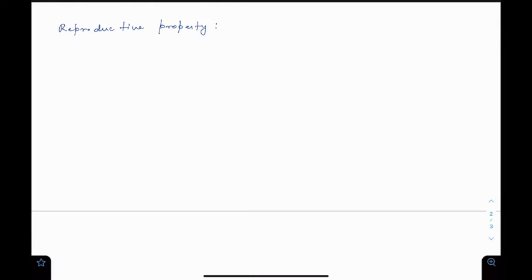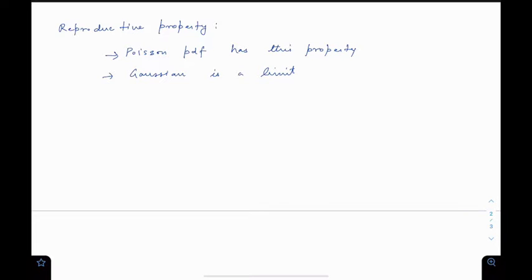We have seen that the Poisson PDF has this property. Gaussian is a limit of the Poisson. So therefore, Gaussian is also reproductive.